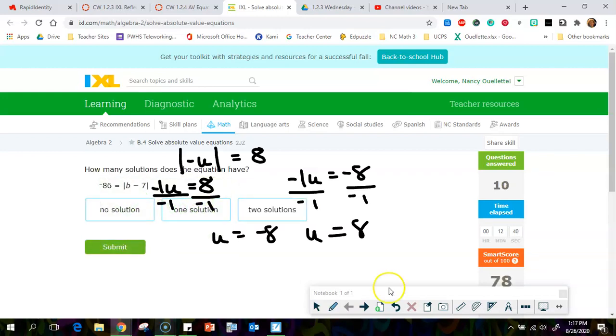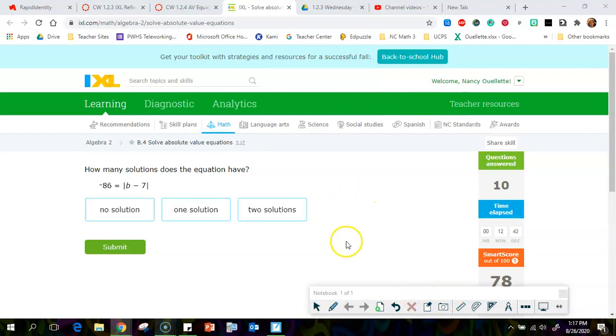All right, we're at a 78, so we're almost at that 80. Okay, so unless you're going to end up with a 0 over here, it's going to have two solutions. Nope, I take that back. Because you've got a negative number here, I'm going to just rewrite it just so we can look at it. Absolute value of B minus 7 equals negative 86. And you remember I told you that if you have the absolute value symbol isolated and you have a negative number here, there's no solution. Because it's not possible to have an absolute value that's negative.